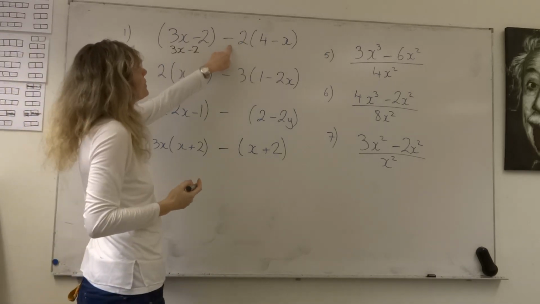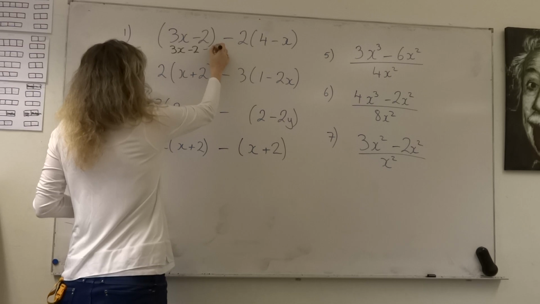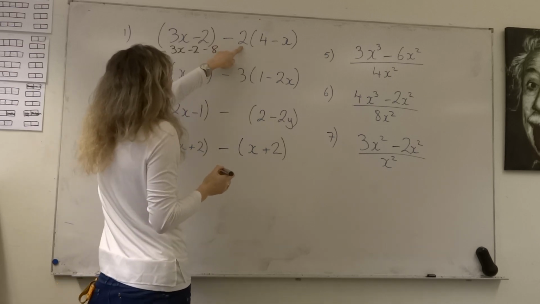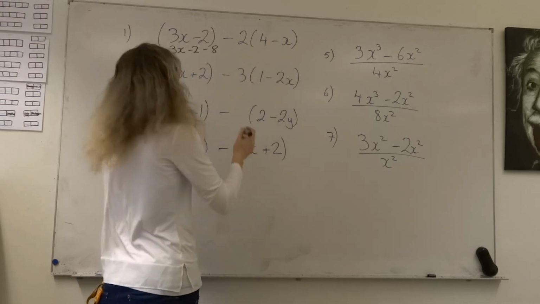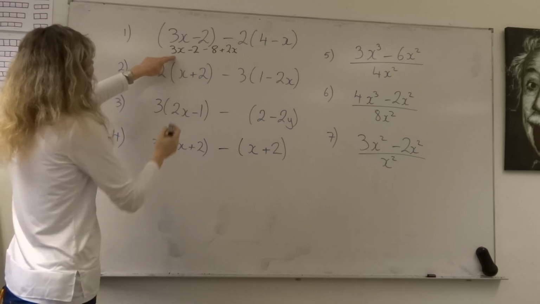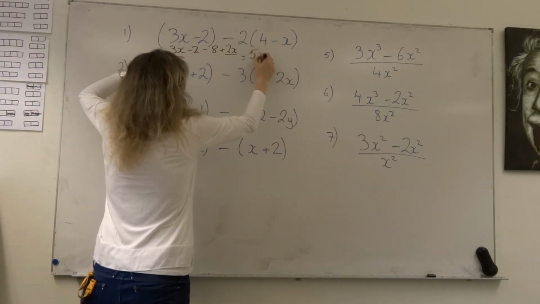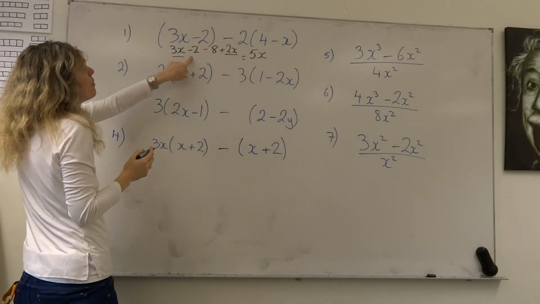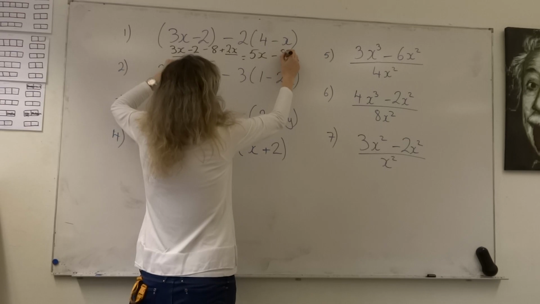Then we have minus 2 times plus 4, minus times a plus is a minus, so we get minus 8. And then we have minus 2 times minus x, a minus times a minus is a plus, so we get plus 2x. And then when we simplify that, we have 3x plus 2x, giving us 5x. And we have minus 8 minus 2, two minus numbers added together, we get minus 10.